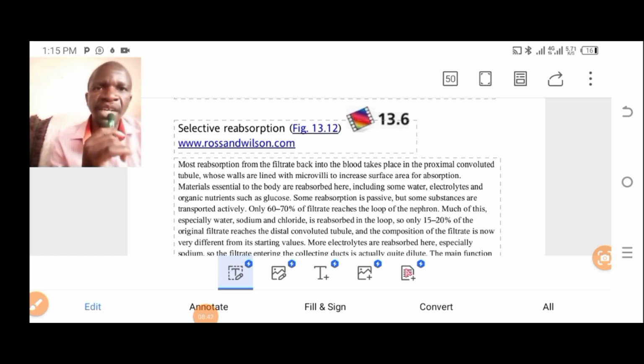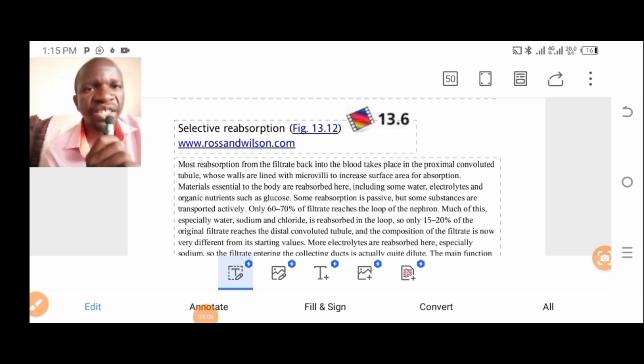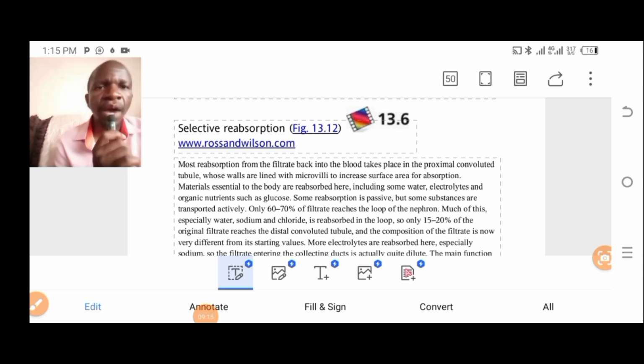We said the efferent arteriole is narrower than the afferent arteriole, and that causes capillary hydrostatic pressure of 7.3 kilopascals to build, as opposed to the capsular hydrostatic pressure of about 30 millimeters of mercury, or 4 kilopascals. That on its own causes filtration to continue occurring. So now let us look at selective reabsorption.